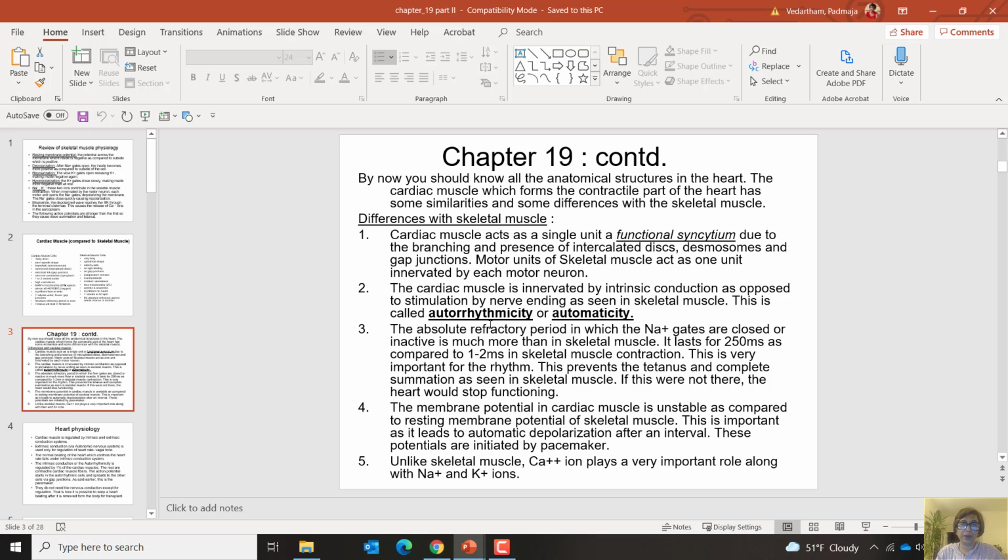Here we are talking about a group of cells which are going to trip over and over and over again, and that is what causes the action potential to start. So that is called autorhythmicity.